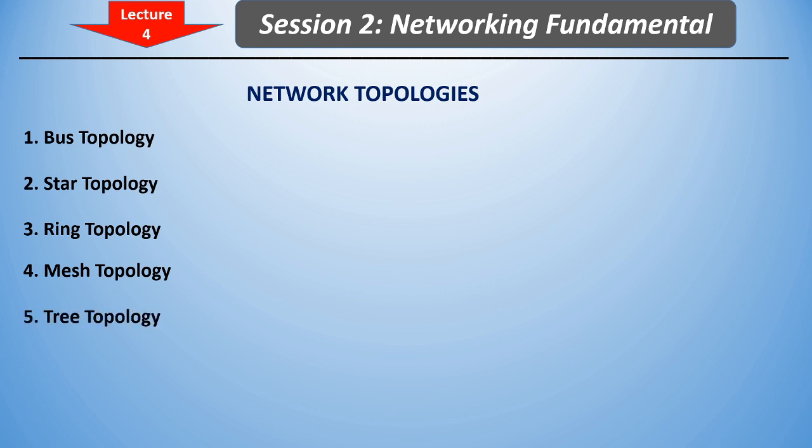Next topology is tree topology. Tree topology is one of the most common network setups that consists of a group of star-configured workstations connected to a linear bus backbone cable. In tree topologies, one star network is connected to other star networks.